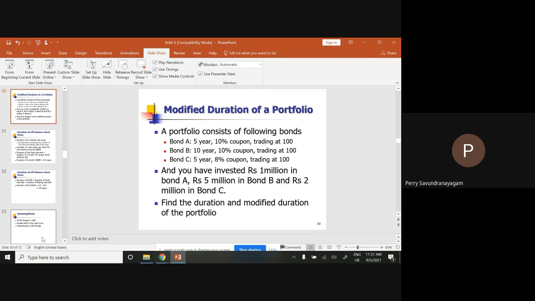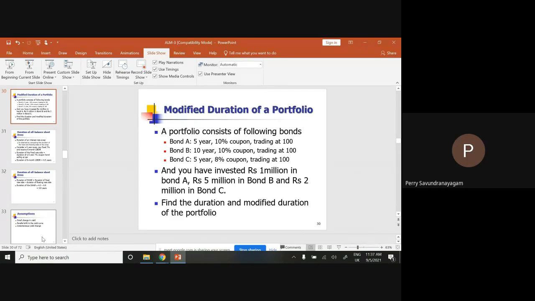Now, point number 2 in this, you have invested 1 million in bond A, 5 million in bond B, and 2 million in bond C. Now, what kind of portfolio is he trying to achieve here? Higher duration one, right? Why do you say higher duration? Because most of the weight has gone to the higher duration ones, and least amount has gone for the bond A. That's right.